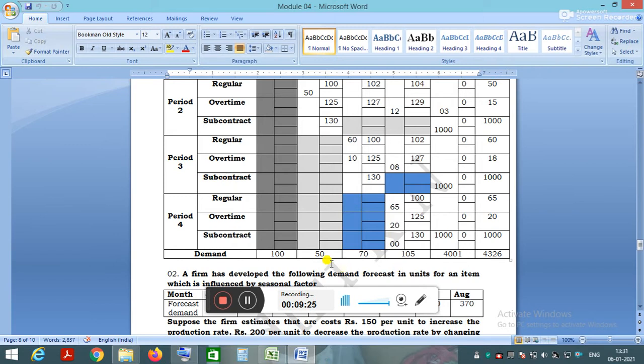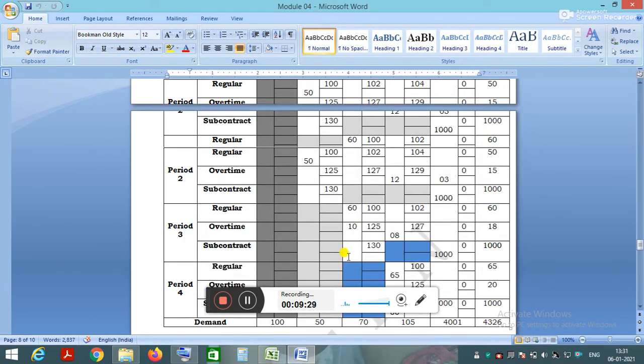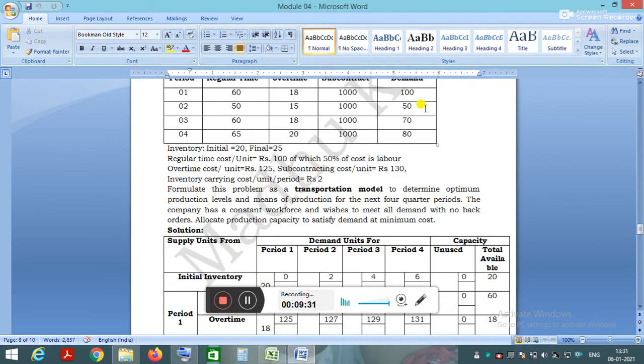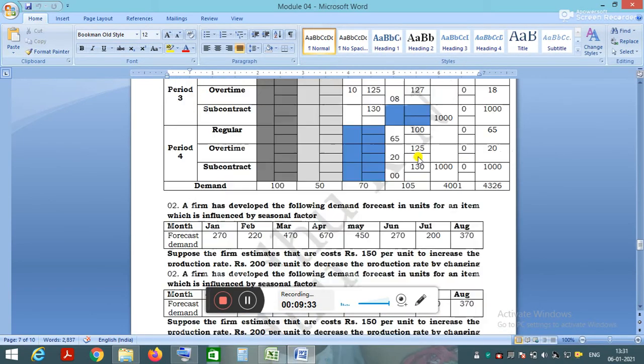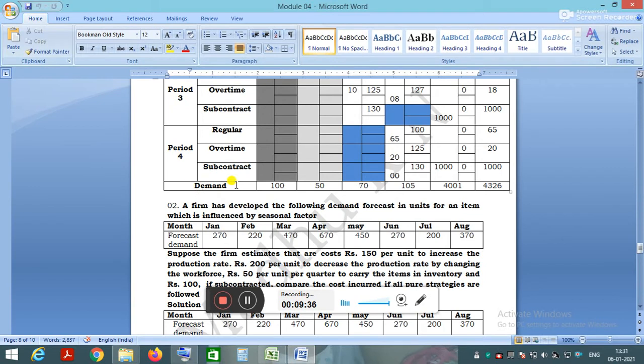And he has given the demand of the product. Here you can see in the table 100, 50, 70 and 80. In the last column here we need to substitute the demand. For the first period it is 100, 50, 70 and 105.